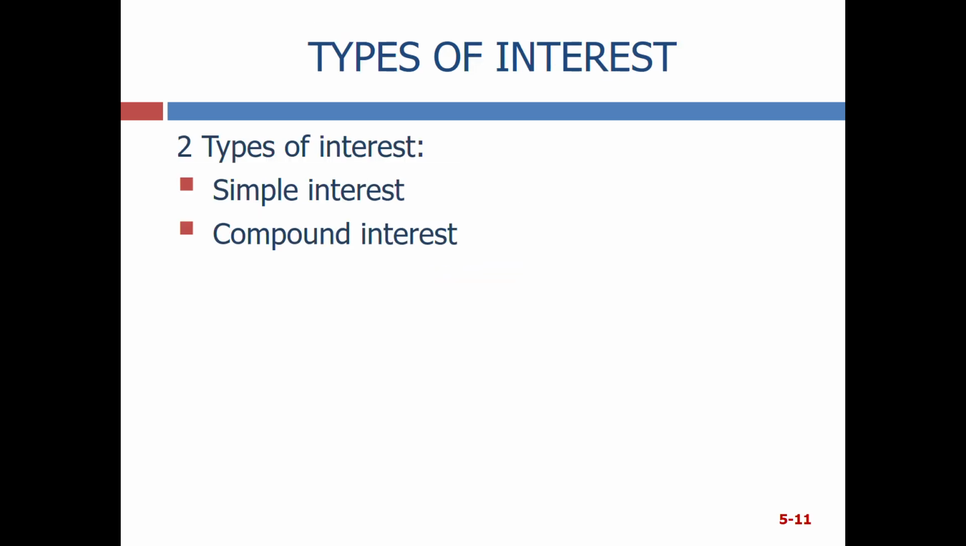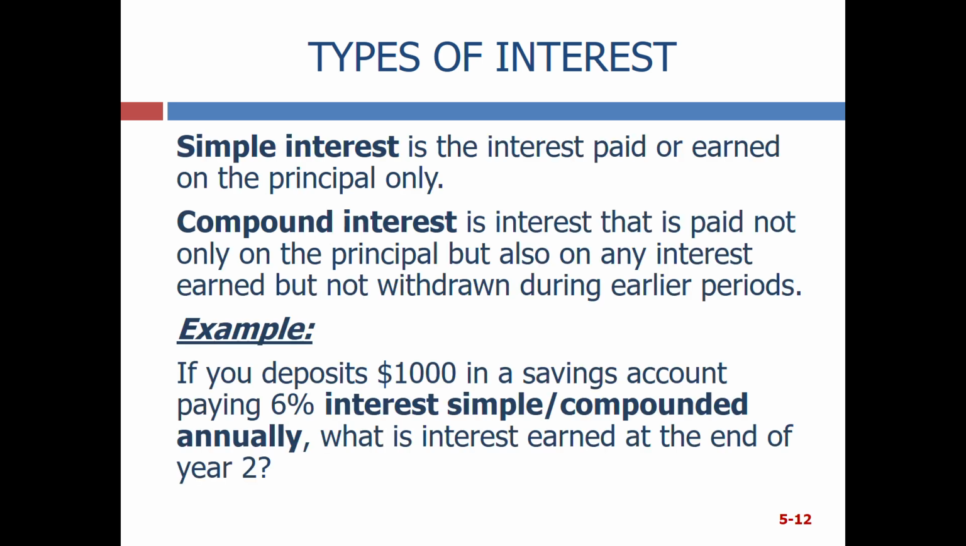Now let us discuss the first element, interest. We have two basic types of interest, simple interest and compound interest. And real interest or nominal interest is just the result of compound interest. Simple interest is the interest paid or earned on the principal only. And compound interest is interest that is paid not only on the principal, but also on any interest earned but not withdrawn during earlier periods.